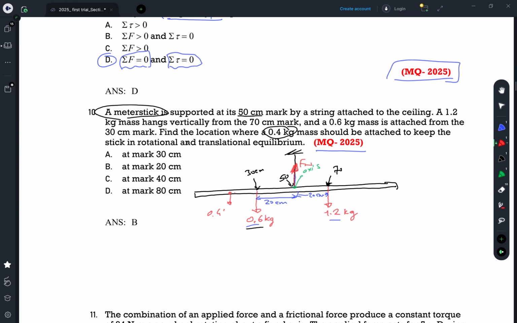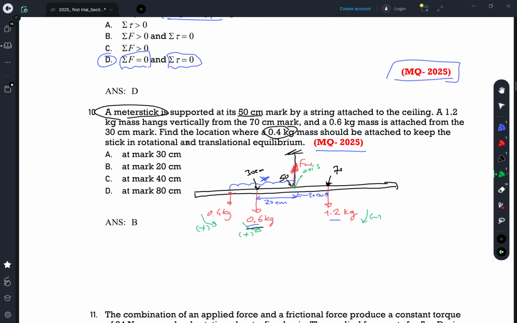This mass is going to be 0.4 kilogram. And how many centimeters from the axis of rotation to this mass? I will say it's x. I will find x. Now, both 0.4 kilogram and 0.6 kilogram provide counterclockwise torque with respect to the axis of rotation. 1.2 kilogram produces clockwise torque, so positive, positive, negative.